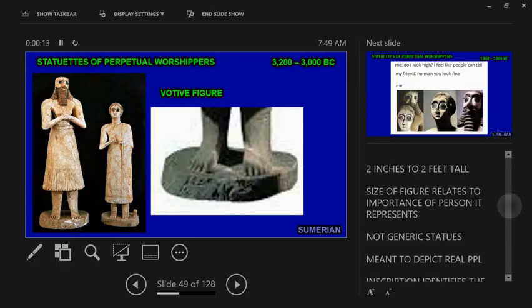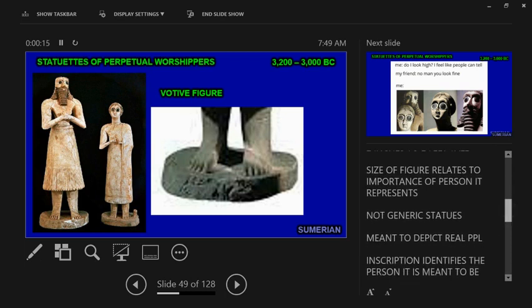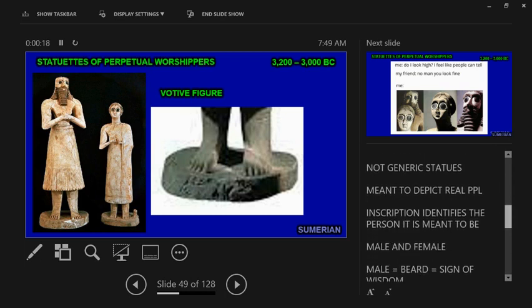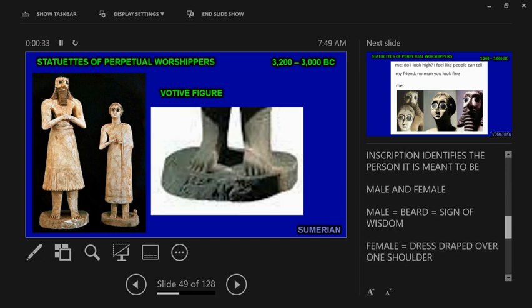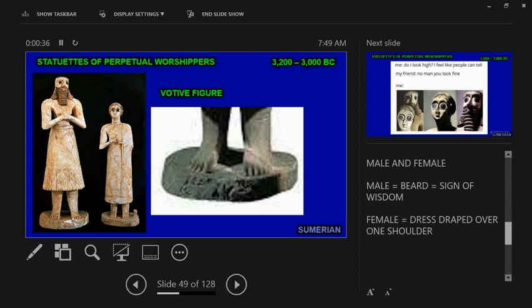These are not generic statues. They are meant to depict real people because there are inscriptions that identify the person that it is meant to be. So inscribed on the base of them is the name of the person. There's male and female figures. Males with beards is a sign of wisdom. And the females have the dress draped over one shoulder.